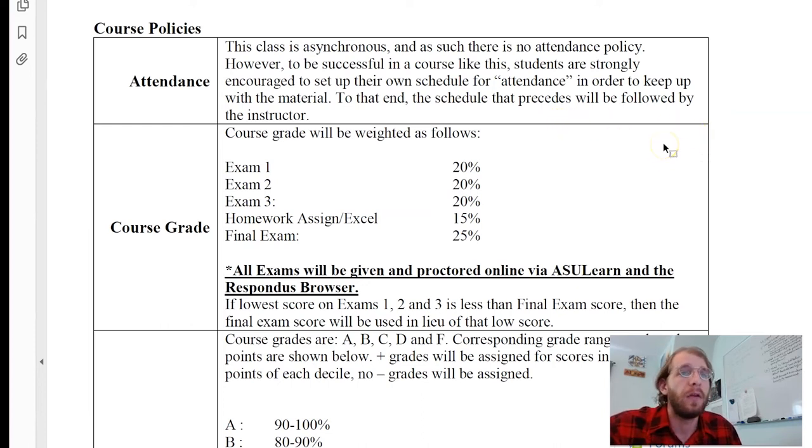Grades. The grades are pretty straightforward. Each of the first three exams is worth 20%. The homework is worth 7.5%. The Excel assignment is worth 7.5%. So there are 8 homeworks, which means each individual homework assignment is worth less than 1 point towards your final grade out of 100, 1 point for each homework, less than that.